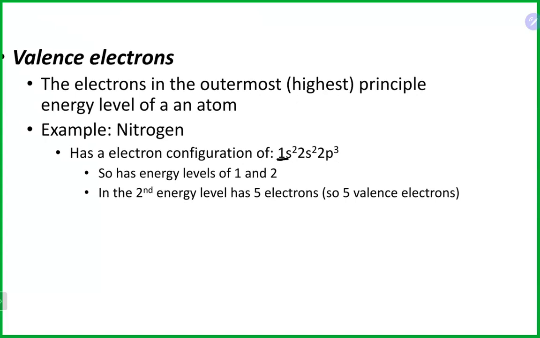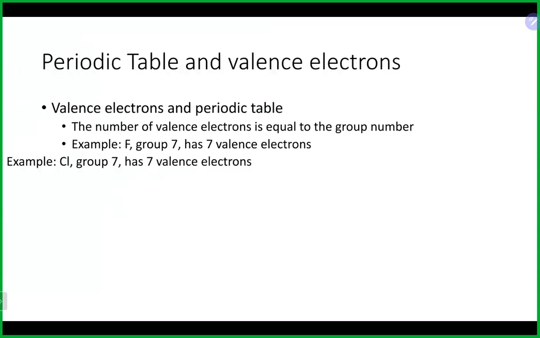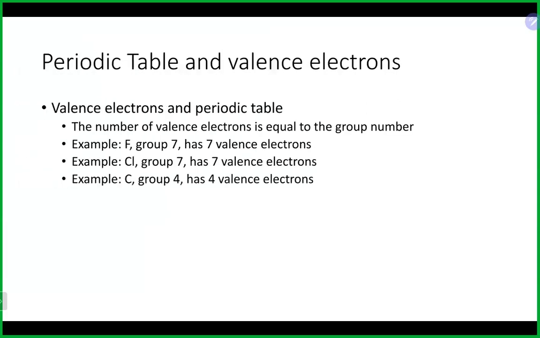Remember that that's the first energy level. There's 2 electrons on the second. 2 and 3 is 5. And once again, though, nitrogen is group number 5 on the periodic table, and it will have 5 valence electrons. So that's definitely the much easier move, as we talked about, to figure out valence electrons: simply go to the group number, and it will tell you how many valence electrons it has.